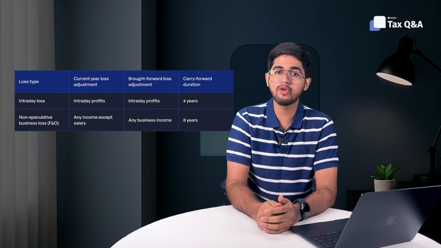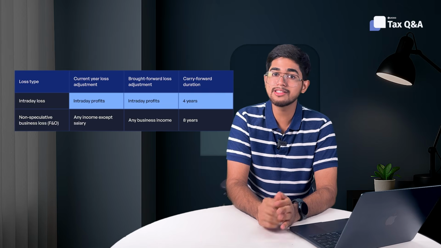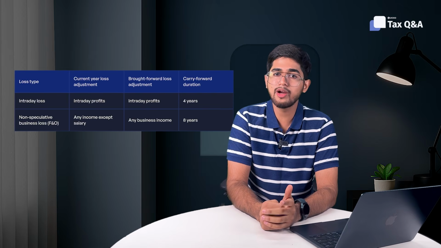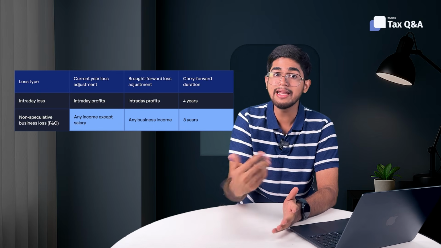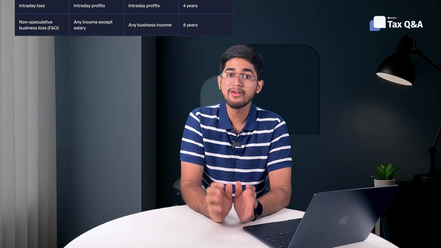The only difference is in how you carry forward losses. Speculative losses like those from intraday can be carried forward for 4 years and set off only against speculative gains. While non-speculative losses like those from F&O can be carried forward for 8 years and set off against any income other than salary in the same year. Finally, you would need to file ITR 3 to report F&O or intraday income under the head profits and gains from business or profession.